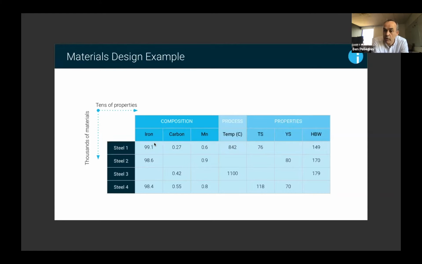What we are looking at here is perhaps a small section of a much larger data set that could be hundreds, thousands, or millions of rows with hundreds or thousands of columns. Each row represents a different material, in this case a steel, and the columns show different parts of the formulation. Again, on the left, we have some composition information, such as iron and carbon. We then have a process column, which shows the heat treatment applied. And then finally, we have the three physical properties of the material.